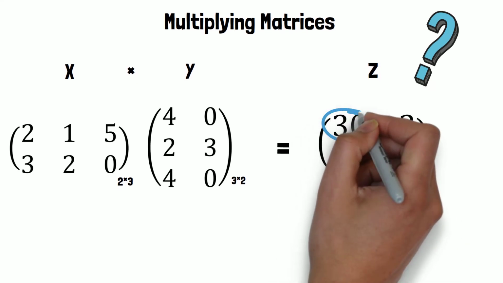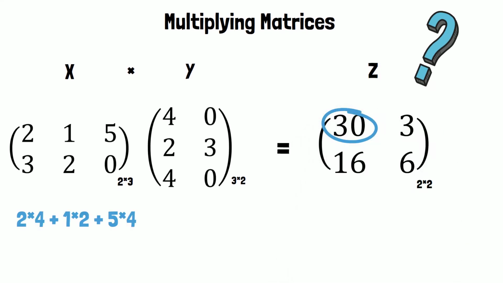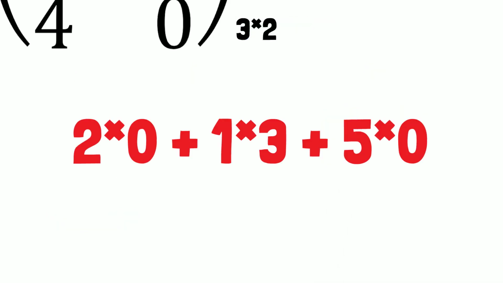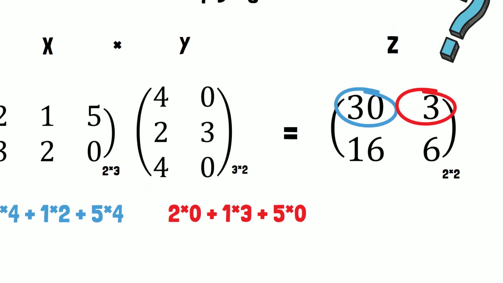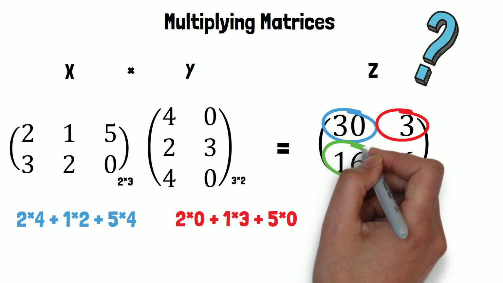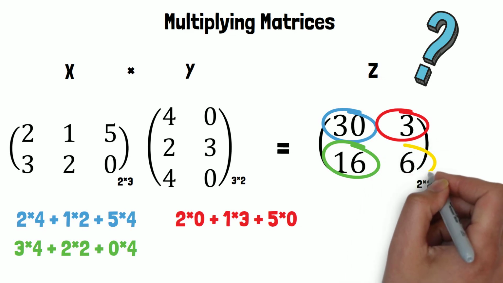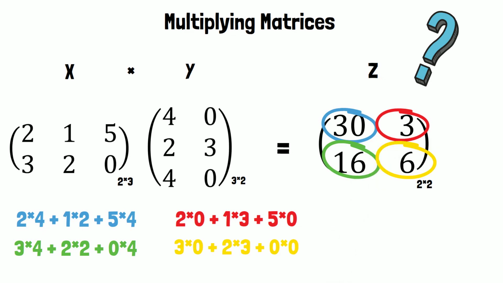30 is equal to 2 times 4 plus 1 times 2 plus 5 times 4. 3 is equal to 2 times 0 plus 1 times 3 plus 5 times 0. 16 is equal to 3 times 4 plus 2 times 2 plus 0 times 4. And 6 is equal to 3 times 0 plus 2 times 3 plus 0 times 0. That's how we find the answer.